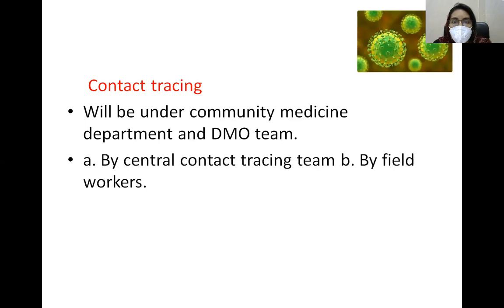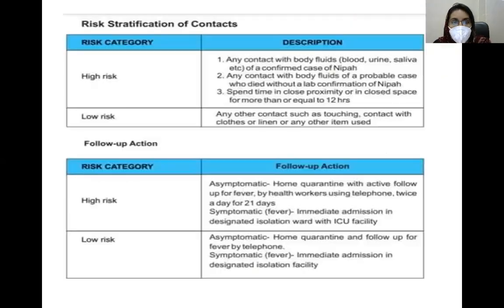The contact tracing will be under the community medicine department and also the DMO team, as per the document, by the central contact tracing team and also by the field workers. So this is one very good risk stratification of contacts as per the 5th September 2021 document from the Government of Kerala. There are two categories: the high risk and the low risk.